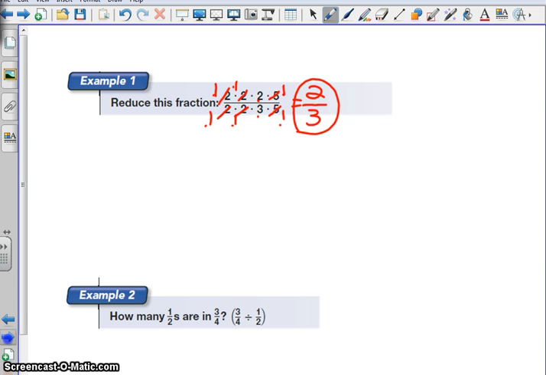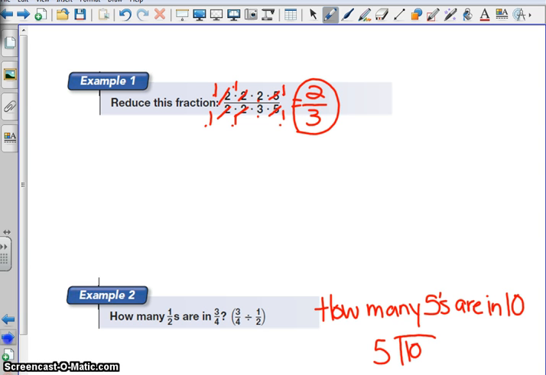Looking at example 2, we're going to talk about and remember how to divide fractions. We see how many 1/2 are in 3/4. If you think of this, how many 5s are in 10? We can remember that how many 5s are in 10 is like a division problem. So we would say 10 divided by 5.